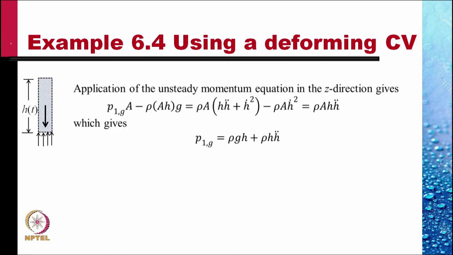Putting the two together, we get gauge pressure P1 is rho g h plus rho h h double dot. Rho g h is purely the hydrostatic pressure, and to this is added a pressure rho h h double dot, the acceleration of the level h. Since h double dot is negative, this is negative.